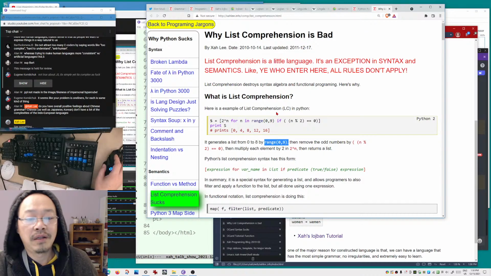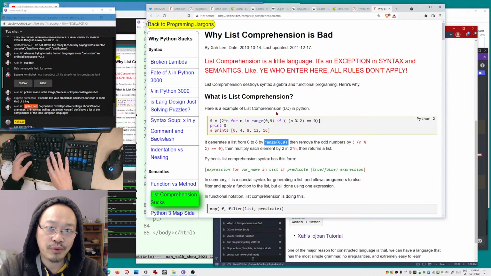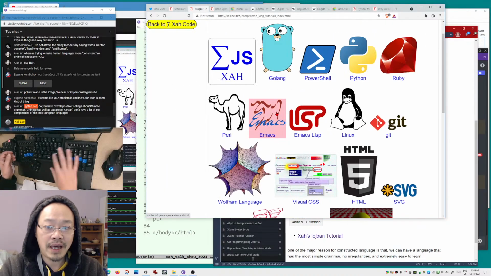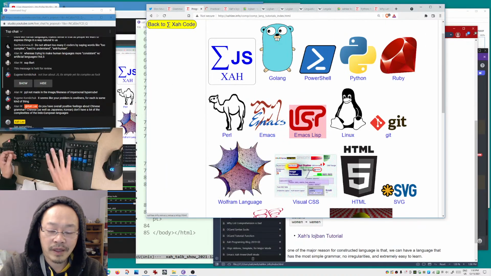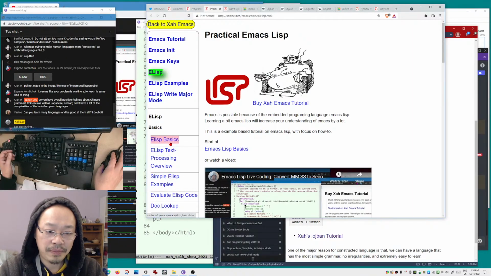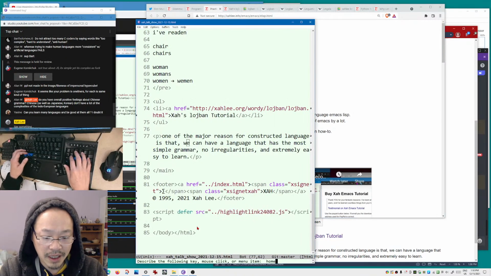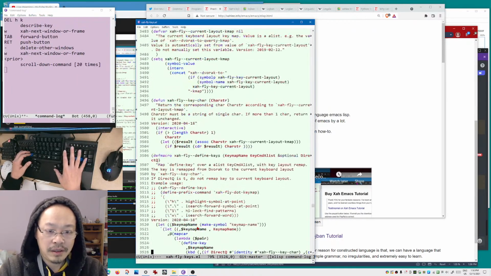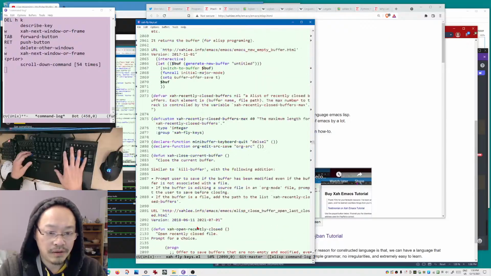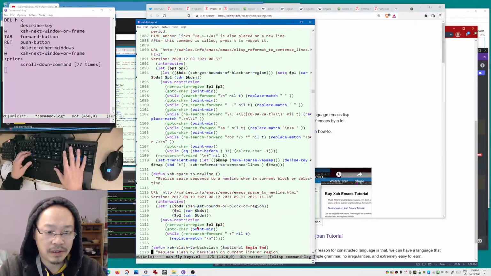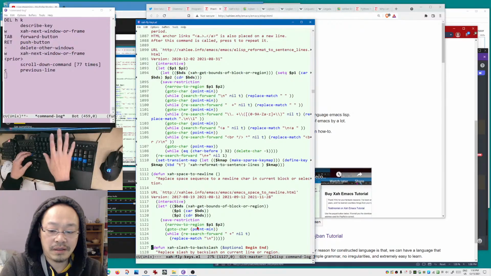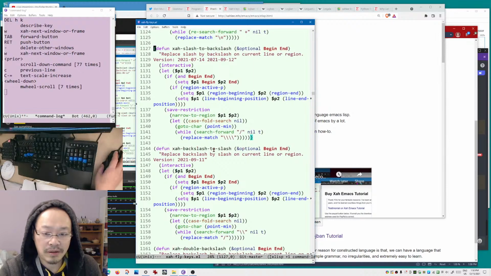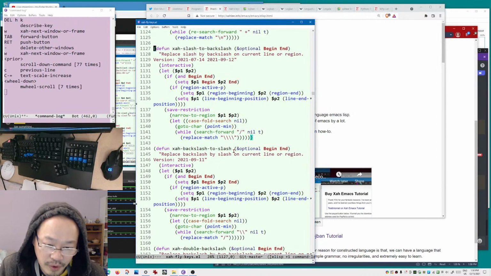Okay, so let me show you an example. What is a language that has a more systematic and simple grammar? That would be, for example, Lisp. I showed this many times. Let me show you my Lisp code. So let's go to some top. So I can show some Lisp code. This is an Emacs Lisp code. You can see this is a Lisp language. Here you are looking at Lisp language.